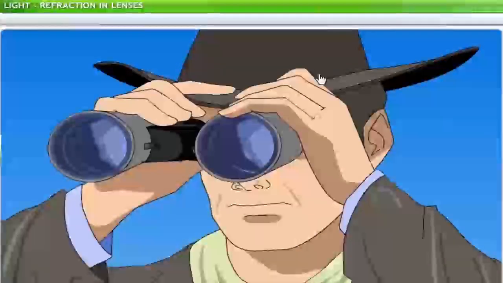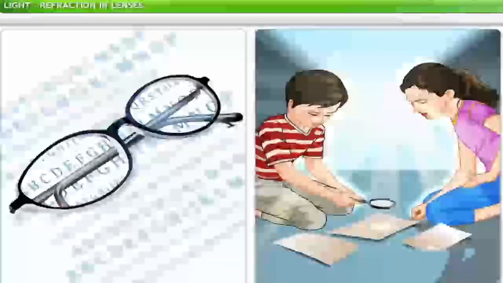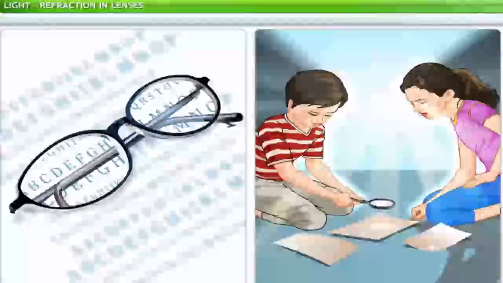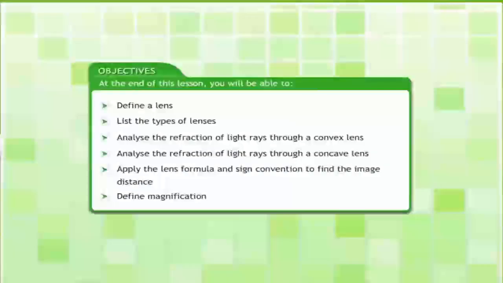The refraction of light through lenses alters the characteristics of images. We can employ this property of lenses in a variety of ways. In this lesson, you will learn about lenses and their uses. At the end of this lesson, you will be able to define a lens, list the types of lenses, analyze the refraction of light rays through a convex lens, analyze the refraction of light rays through a concave lens, apply the lens formula and sign convention to find the image distance, and to find magnification.